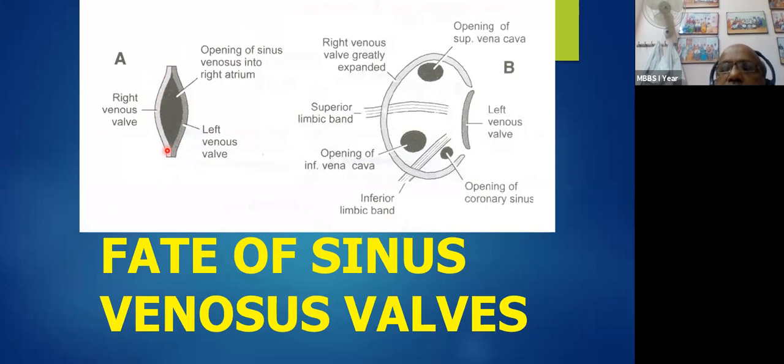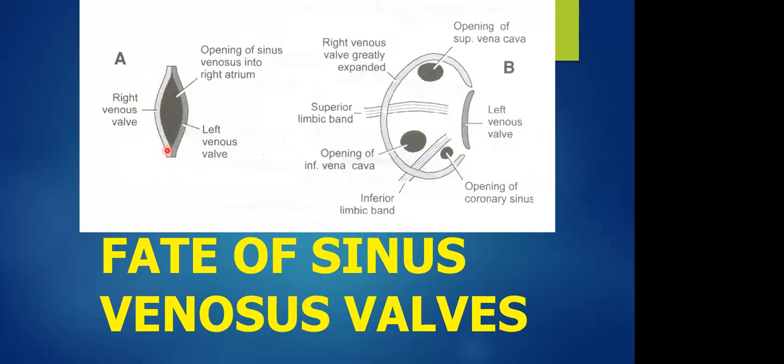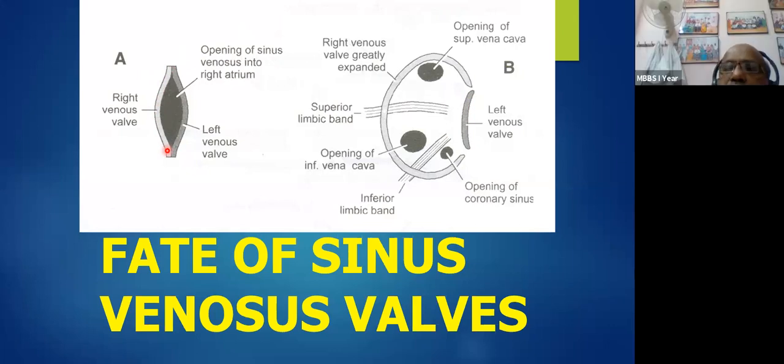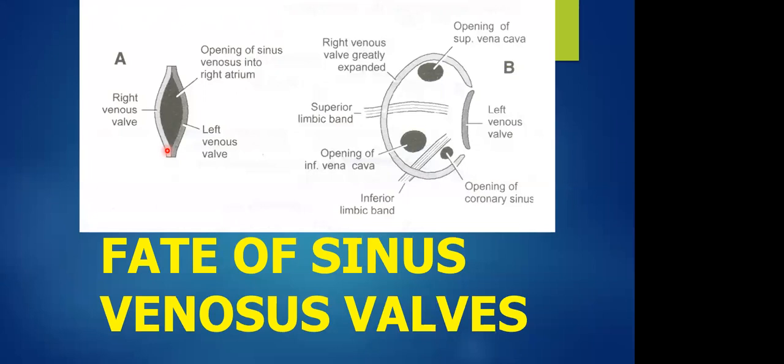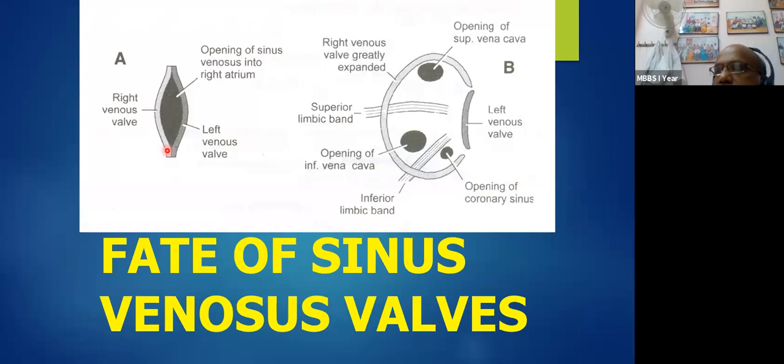Next, is there any valve guarding the IVC opening? Yes, the Eustachian valve. Is there any valve guarding the superior vena cava opening? No, there is no valve for the superior vena cava, but there is a valve for the IVC as well as a valve for the opening of the coronary sinus. What is the valve of the coronary sinus? The Thebesian valve. This is the Eustachian valve. So the valve of the IVC, the valve of the coronary sinus, and the crista terminalis are derived from the right venous valve.